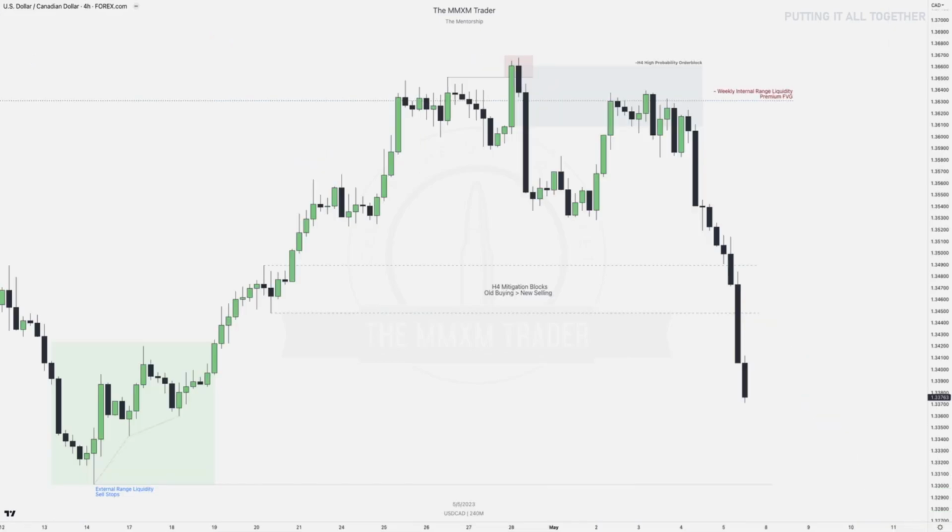Back to that 4-hour, we had that beautiful market maker sell model, and there are multiple opportunities to get in. We have those mitigation blocks where you can get in. You can get in on that high probability order block right over here, and then as long as your long-term perspective and your intermediate-term perspective and your short-term perspective is in line with each other, it tends to have a very high probability for a successful trade setup. And also important, time, that 8 a.m. to 12 p.m. window, very important.